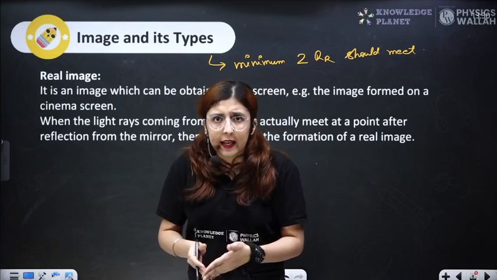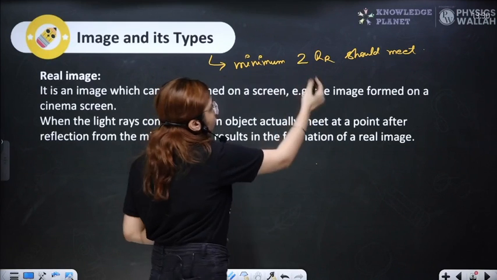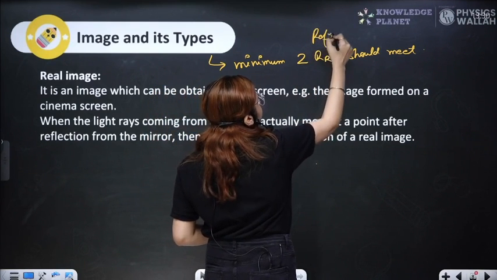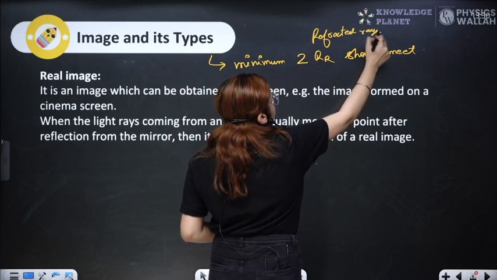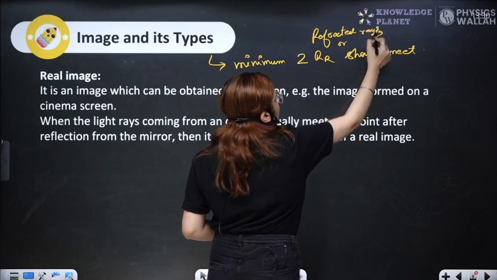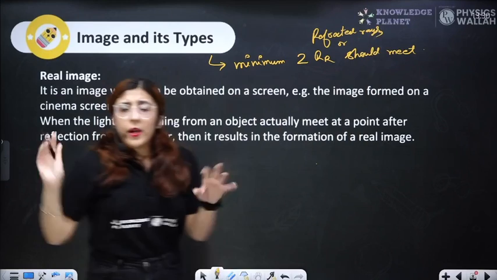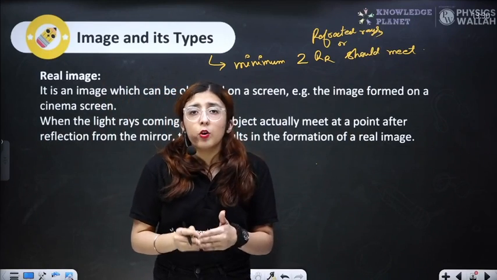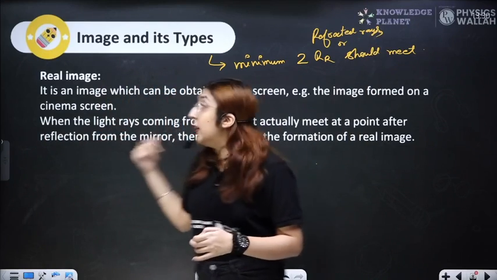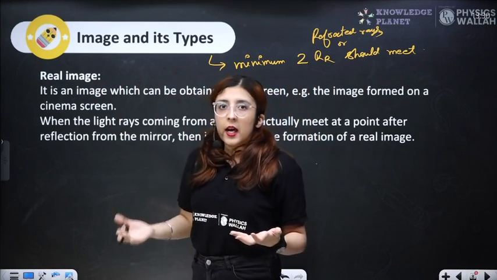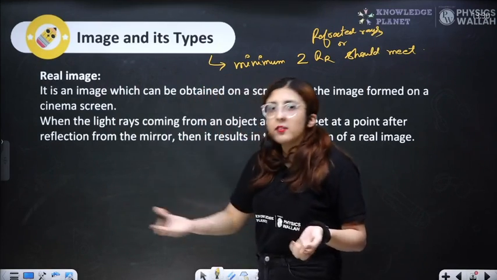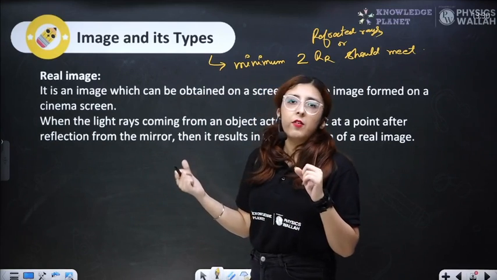when they are meeting, let me mark, minimum 2 reflected or refracted. So when these 2 actual rays are going to meet, I will get one real image. Moreover, real images we can obtain on the screen. Certainly you are going to put the screen, and your real image you can form over there.